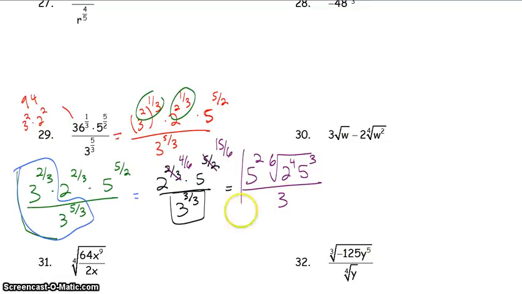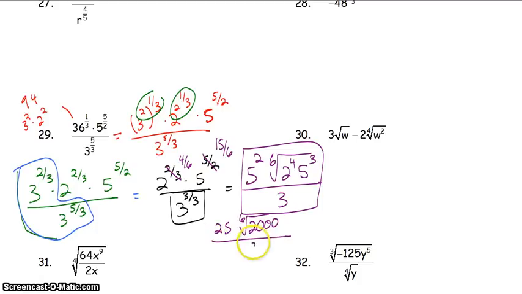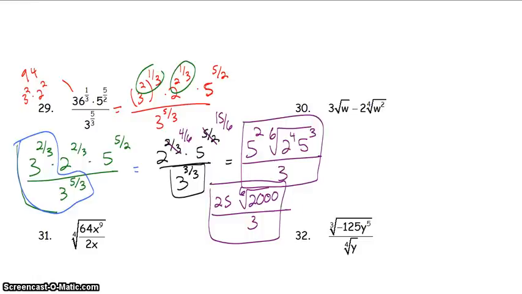So my final answer is this, and if you simplify it more, you get 25 the 6th root of, I forget what this is, 125 times 8, 250 times 4 is 1,000. No, I'm sorry, this is times 16, so it'd be 2,000 all over 3. Okay, so that's number 29. I'm going to do number 33 now.